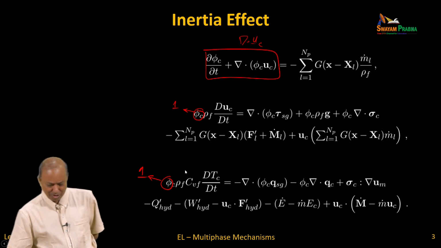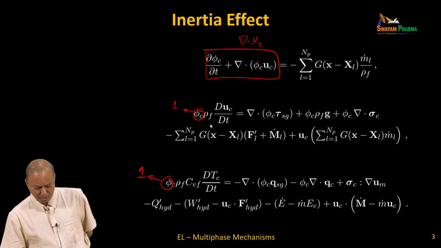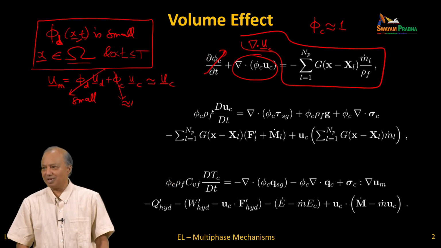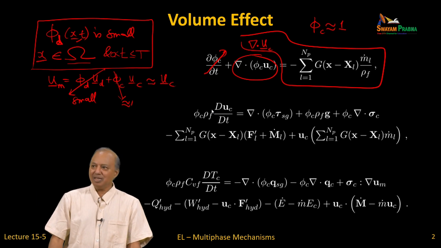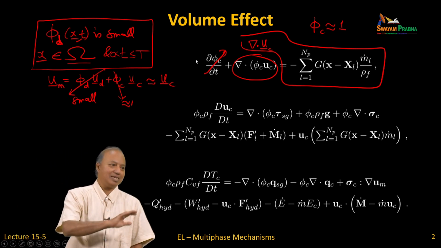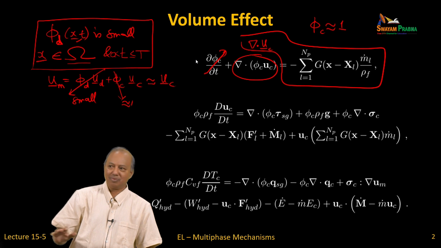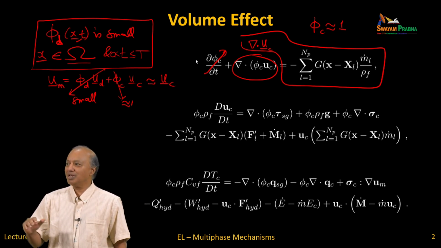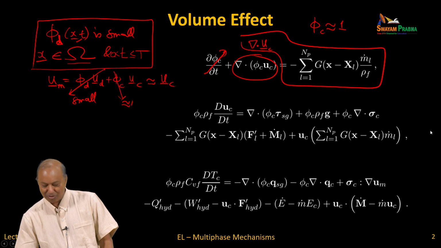In fact, when you set phi c to be 1, I actually misspoke. Let me be careful here. Let me clarify. Volume effect is setting this phi c to be 1. So, please erase what I said. I said something wrong. Let me go all over again. The volume effect is only phi c being 1 in this equation.